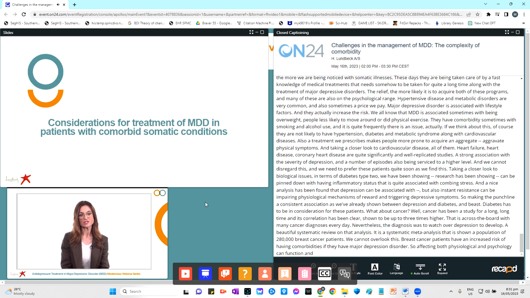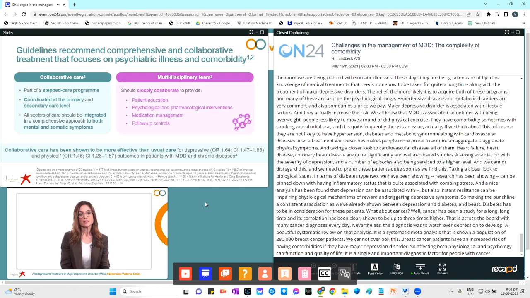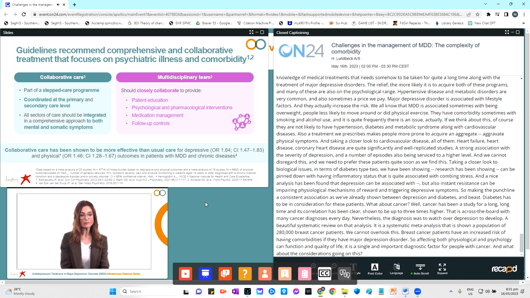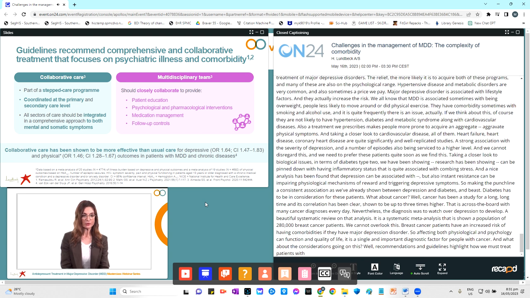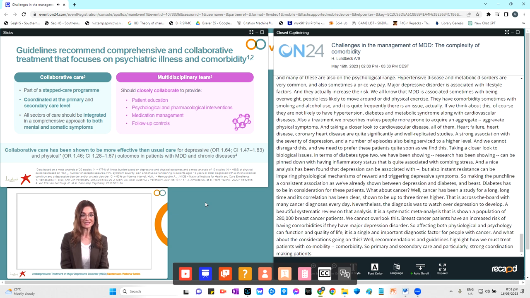And what about the considerations, knowing all this? Well, recommendations and guidelines highlight how we must treat patients with comorbidities, physical comorbidities and depression, in a collaborative care and within multidisciplinary teams. So stepped care approaches, a nice coordination between primary and secondary care, and particularly strong coordination, making patients more educated, more aware of physiological and pharmacological interventions. Any partner of this treatment plan has to be aware of this and having a tight follow-up.